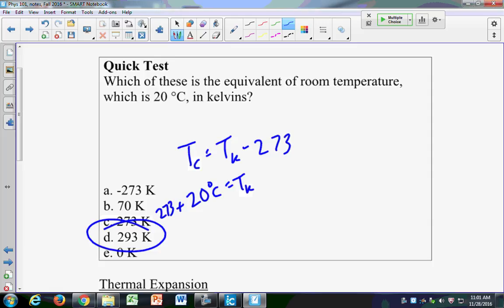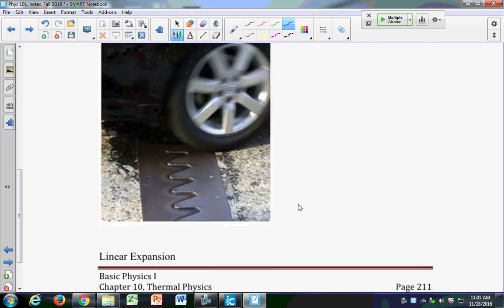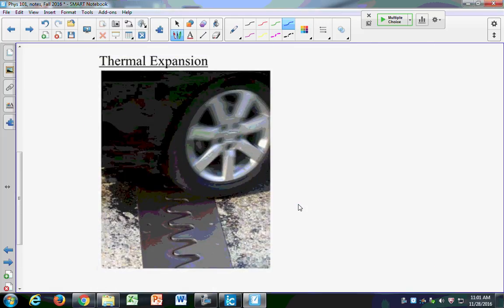Okay. Let's look at thermal expansion. You might not have seen thermal expansion before, but you're familiar with it at least. If you've ever driven over a bridge, whenever you go over one of these big bridges and you go boom, boom, boom, there's a little rhythmic bump on the bridge, and you might look out your window and see these metal grates that come together.